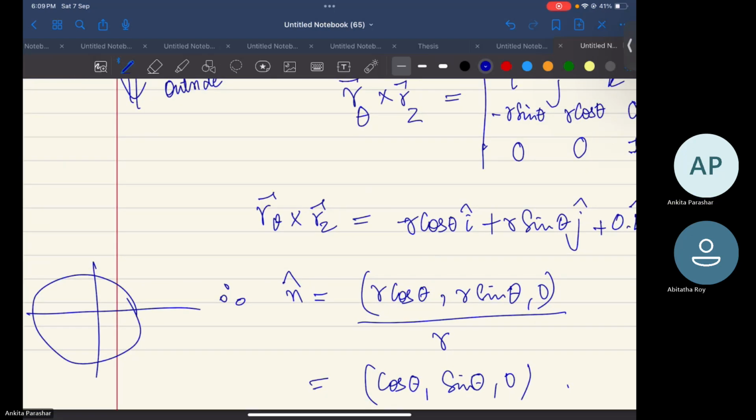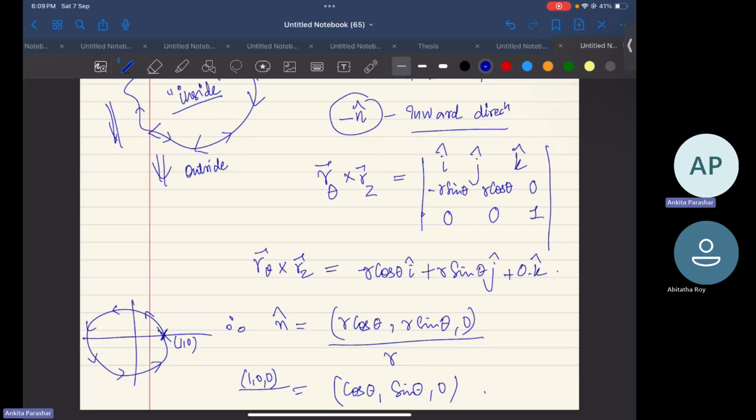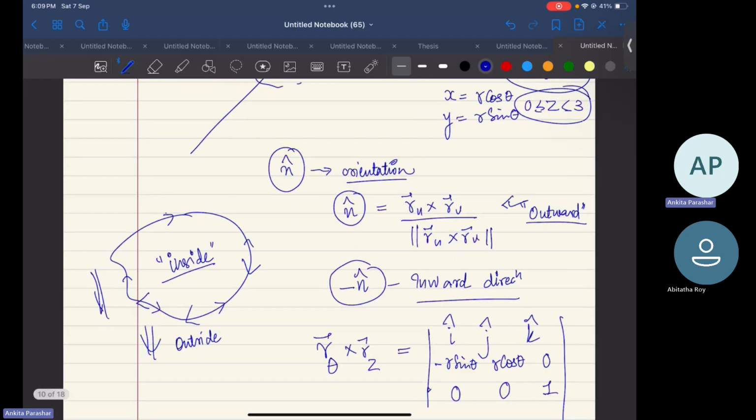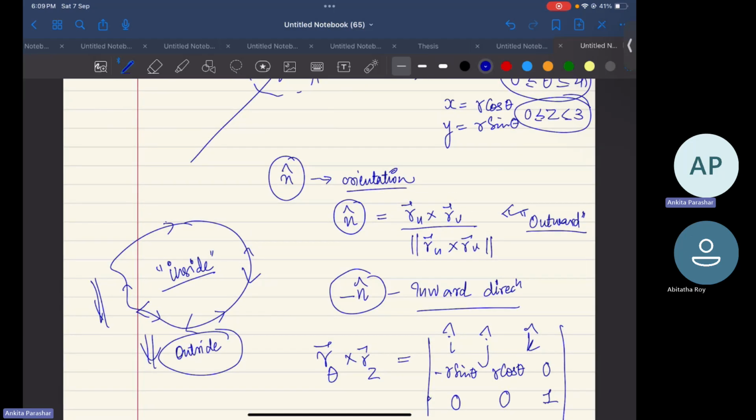So if I just look at theta equal to 0, cos theta is 1, sin theta is 0, so the point will be (1, 0, 0). That means you are starting from (1, 0), and your direction is this. You have to see that your direction is anti-clockwise, and therefore you are outside the surface. That means you are pointing outward to the surface.